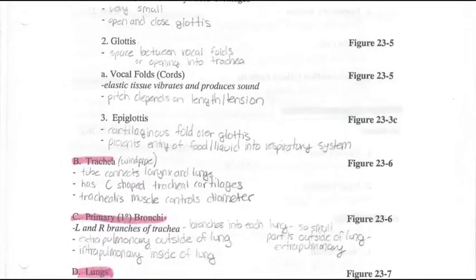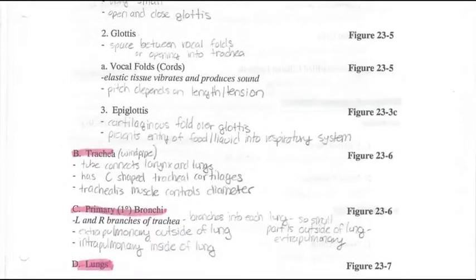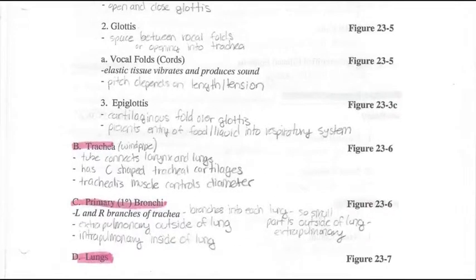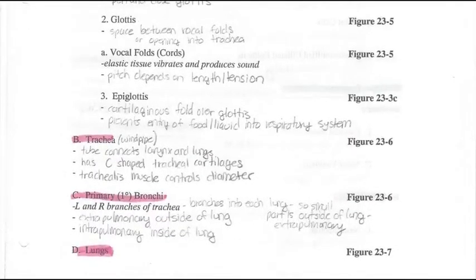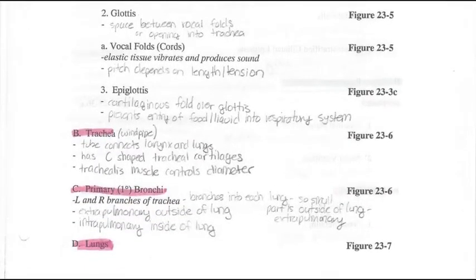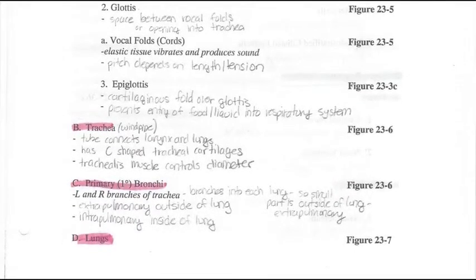B. Trachea, also known as the windpipe. This is the tube that connects the larynx and the lungs. It has C-shaped tracheal cartilages. The trachealis muscle controls the diameter.